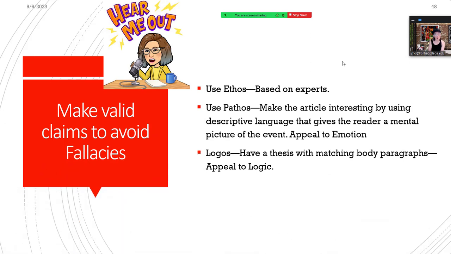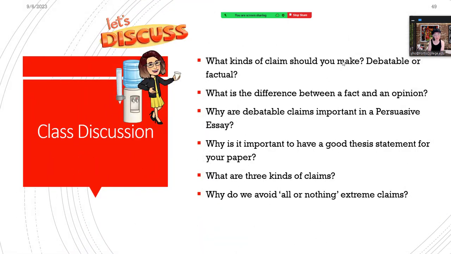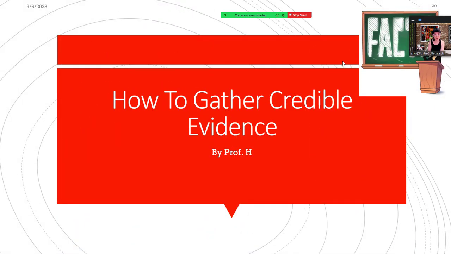And when we want to have a good argument, you have to have ethos, which means that you base your article on experts; pathos, in which you make the article interesting by giving the reader feelings for the article; and then logos means that it's logical. So you have to have ethos, pathos, and logos to have a good argument. And so how do we write a good argument?